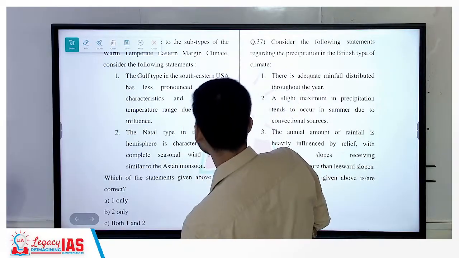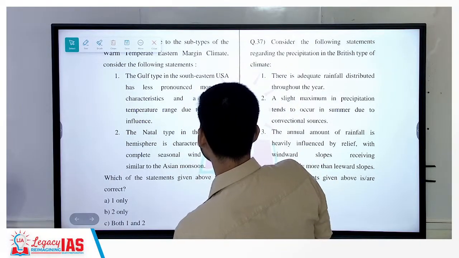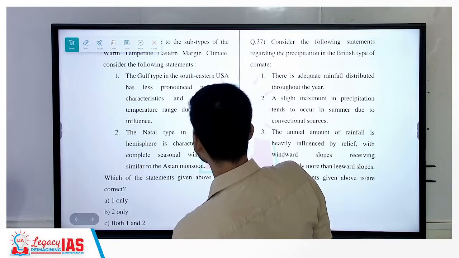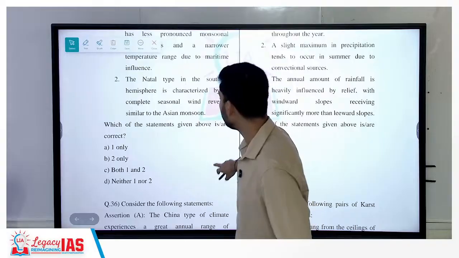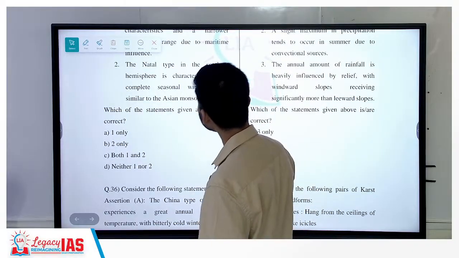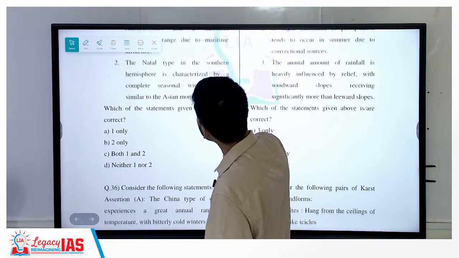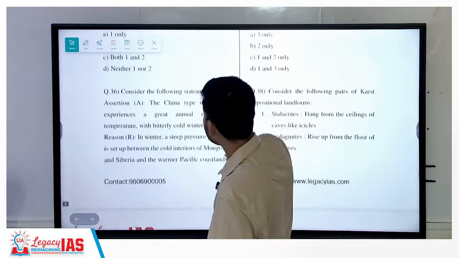Natal is in South Africa. Natal type in the southern hemisphere is characterized by complete seasonal wind reversal similar to Asian monsoon. No, basically here only one is correct. Seasonal wind reversal is seen only in the monsoon climate. Wind reversal is not in Natal type.